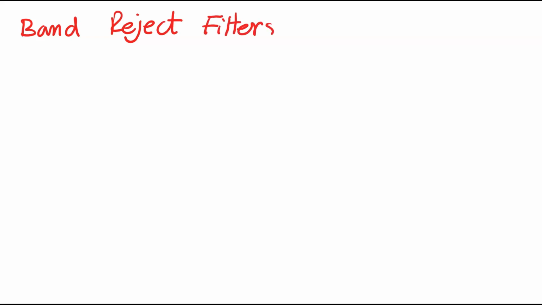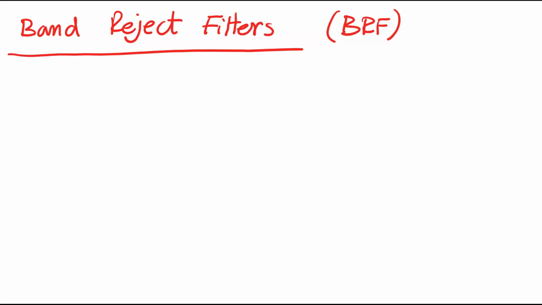Hi everyone! Today in this lecture, I want to talk about the design of band reject filter by using active components. Similar to what we had for band pass filter, we need to use a low pass and a high pass filter. We need to connect them in order to have a band reject filter.